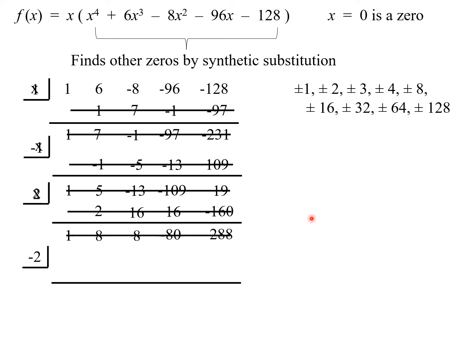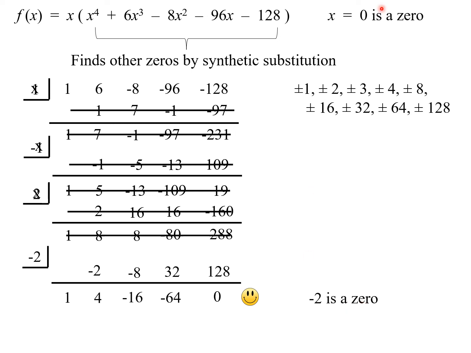All right, keep on working. So negative 2. Let's see. 1 times negative 2 is negative 2, plus 6 is 4, times negative 2 is negative 8, plus 8 is 0, times negative 2 is 0, plus negative 16 is negative 16, multiply by negative 2 to get 32, add to negative 96 and get negative 64, times negative 2 is positive 128, plus negative 128... oh, hey, check that out, I get 0. Yay. So that means that negative 2 is a zero. Yay, I found another one.